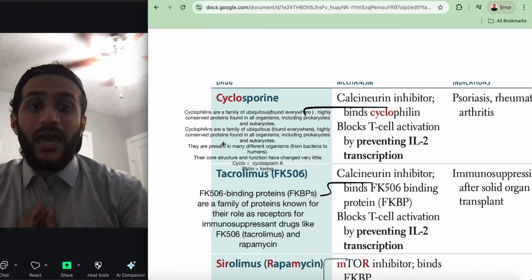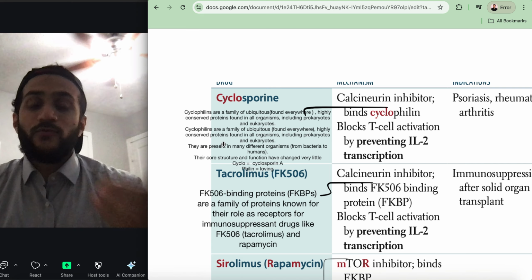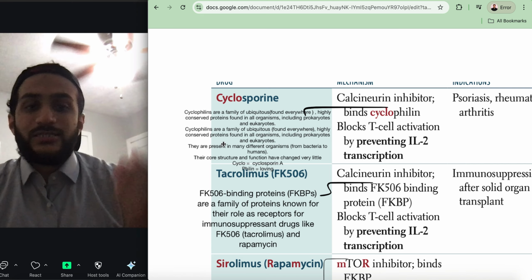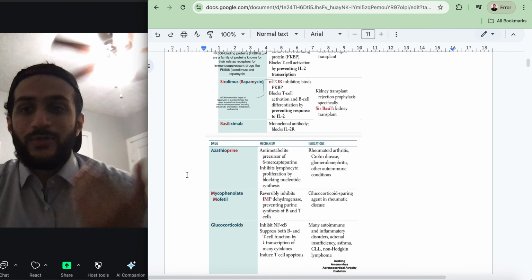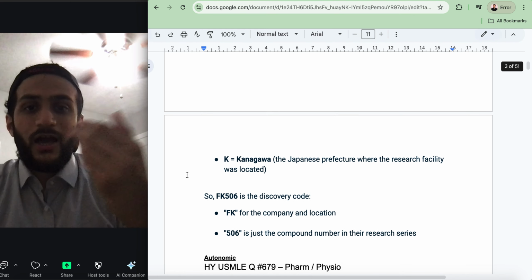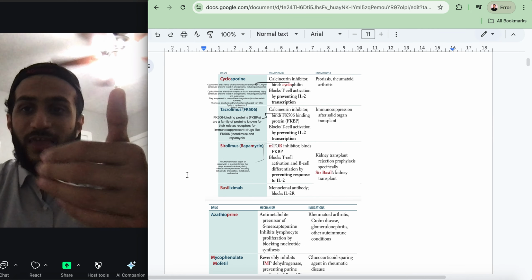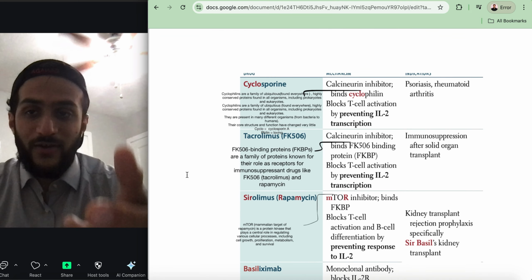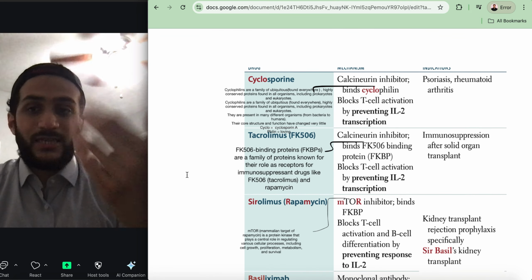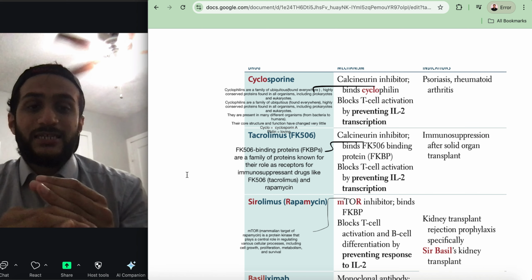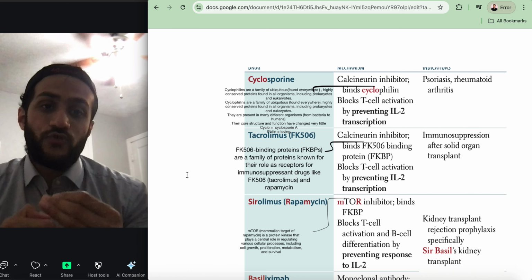Same with tacrolimus. Tacrolimus, however, is also a calcineurin inhibitor, but binds FK506. FK, the reason why we call it FK was basically they found this in the lab. It was Fukushika, Kagawa, so somewhere in Japan. 506 was kind of like the code. So it's the FK binding protein. It doesn't inhibit, it binds to FK506. And basically, again, the same effect, which is a T cell activation, and it prevents interleukin 2 transcription.